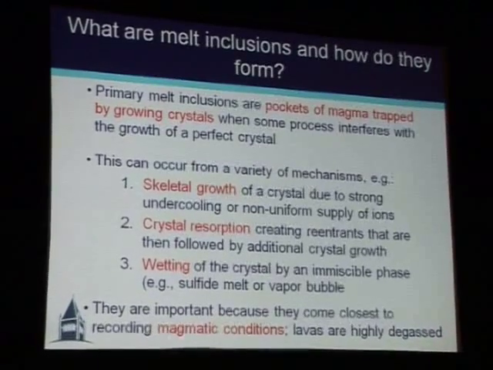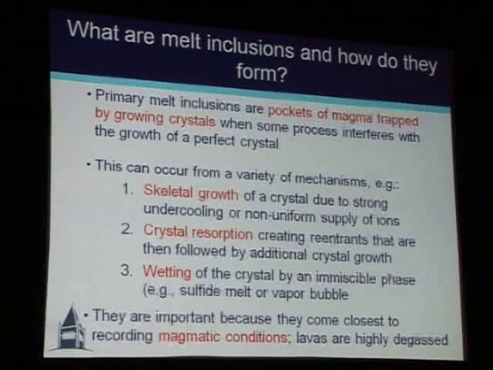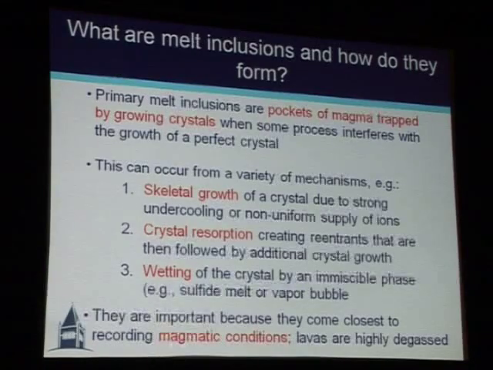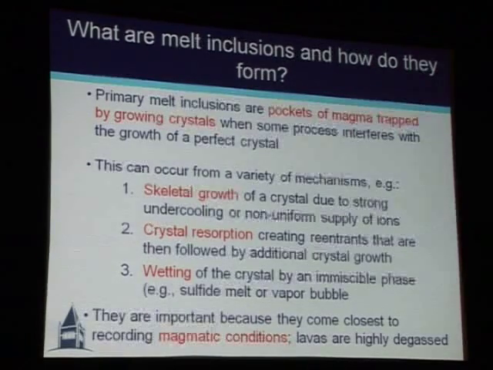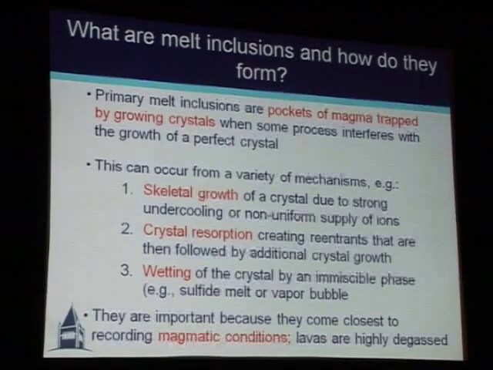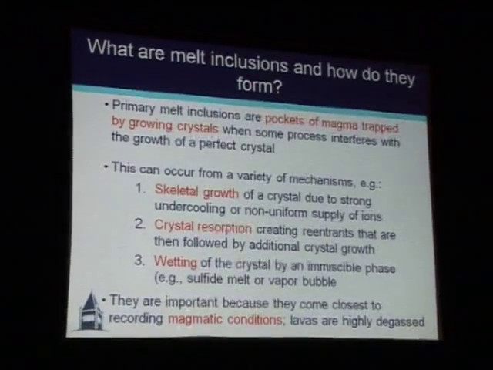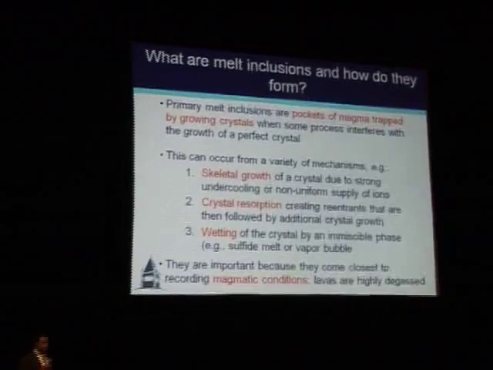Another way that we can form melt inclusions within minerals is a crystal growing, but then subsequently undergoing some resorption, and the embayments that form make for very convenient areas in which magmas can be trapped. And there are any number of others that, in the interest of saving time, I'm going to skip over. These features are very important because they come closest to giving us the magmatic conditions at the time that crystallization is taking place.